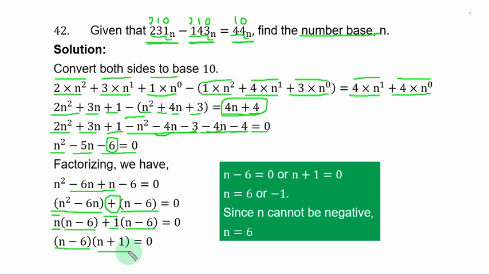You equate each term to 0. That is, n minus 6 equal to 0, or n plus 1 equal to 0. You solve the linear equations by transferring minus 6 and plus 1 to the right hand side respectively, and that gives n equal to 6 or minus 1. n cannot be negative, so n is equal to 6. That is the required base number.